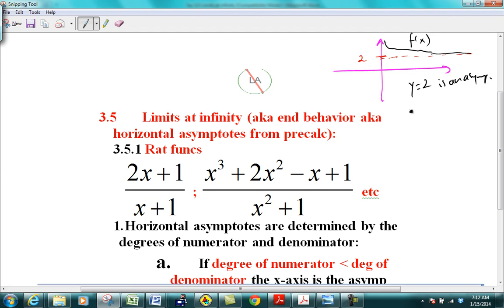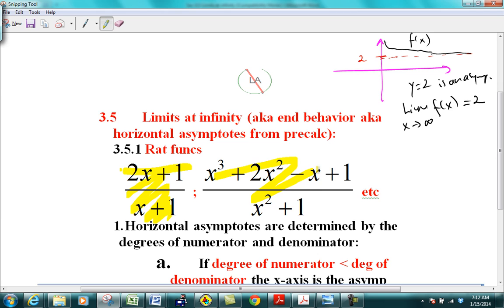However, if I ask what is the limit as x goes to infinity of f(x), then the answer is 2. Because remember, a limit is a unique number that a function approaches as x approaches some quantity. So that's the difference between asymptotes and limits.